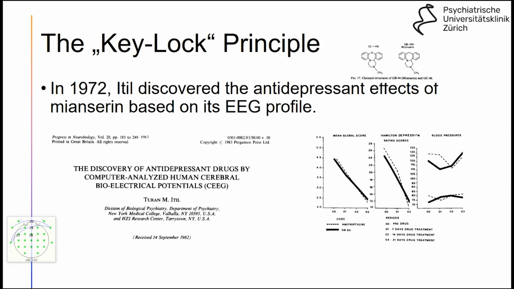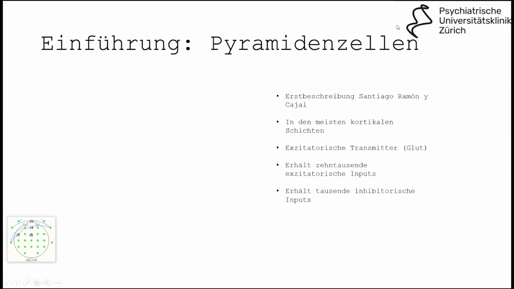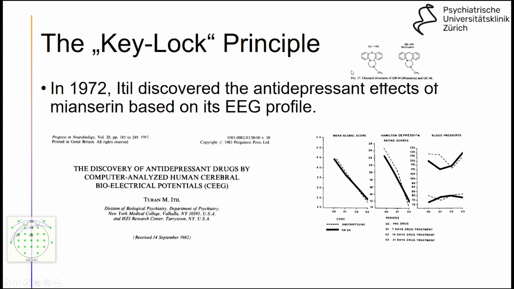And this drug was discovered because they used the so-called key-lock principle. They compared the brain maps before medication, after medication, and compared it with depressed patients and found, well, this should have an antidepressant profile. So using EEG led to the discovery of drugs. However, this was nothing that could be repeated since then. And so nowadays people try to find out new possibilities for how to use the EEG.